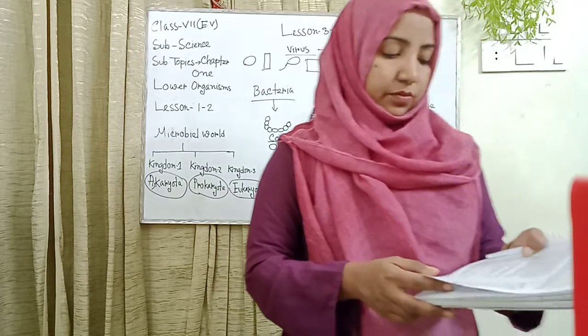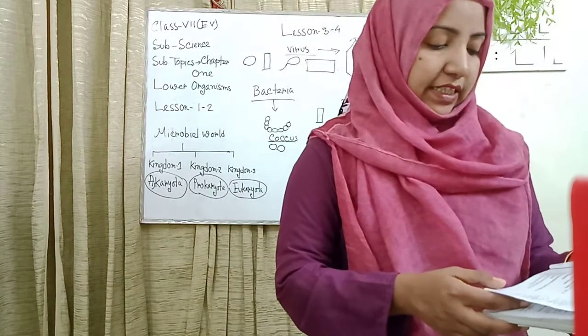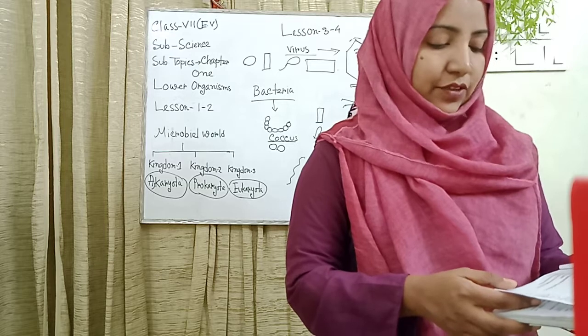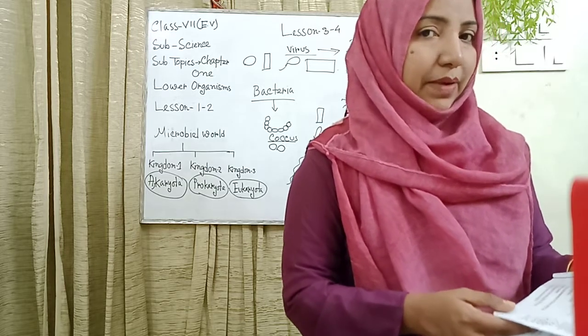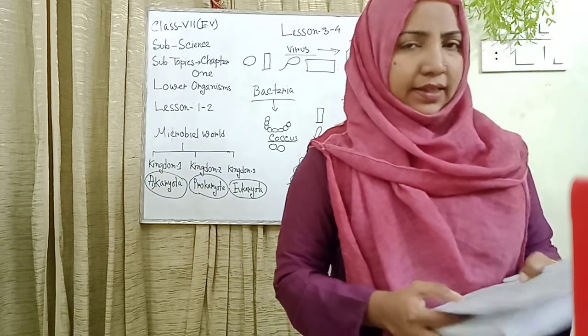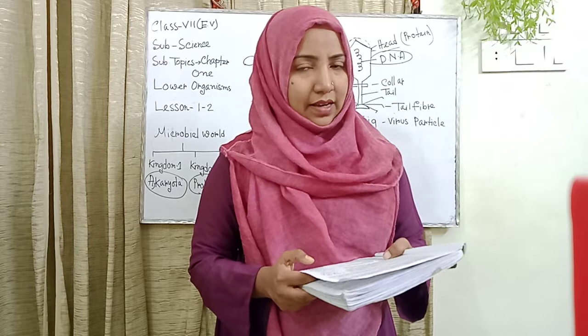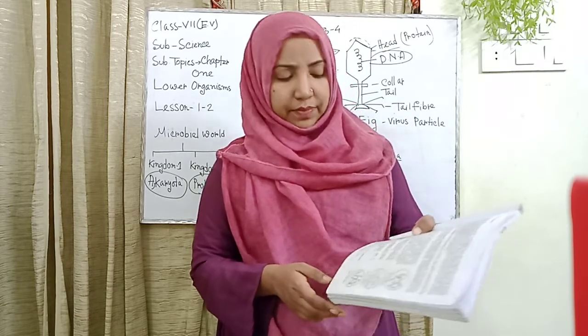Third is the comma, shaped like bent rods, such as the bacteria causing human cholera. And the last structure is the spirillum, the spiral bacteria. Another topic: usefulness of bacteria. Here are some broad usefulnesses of bacteria.